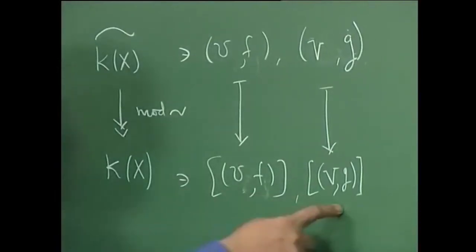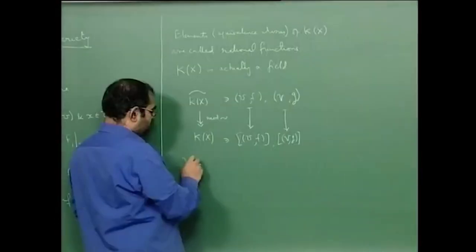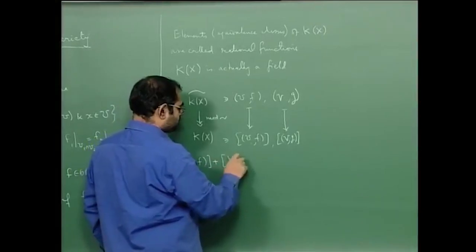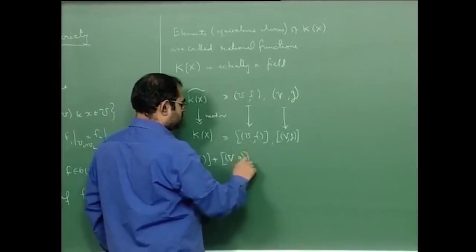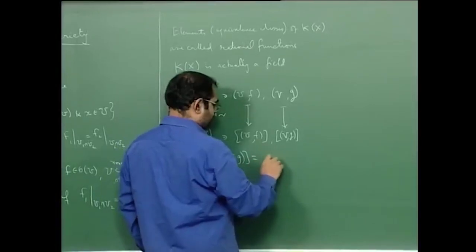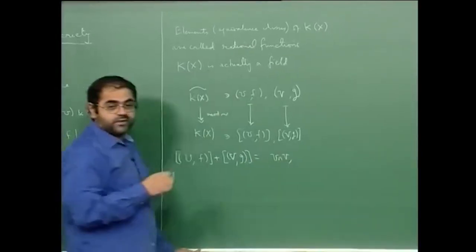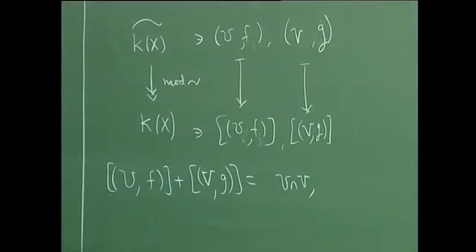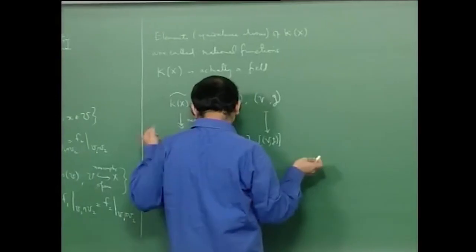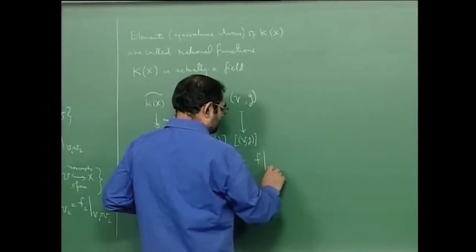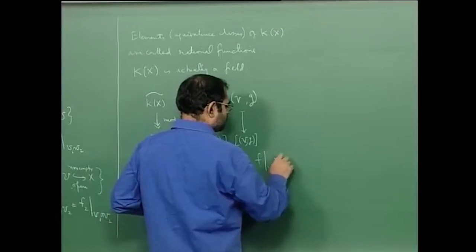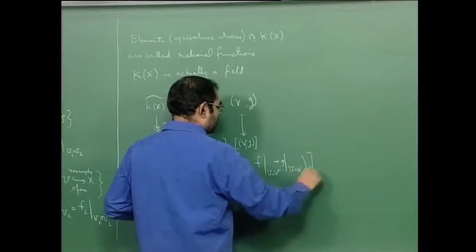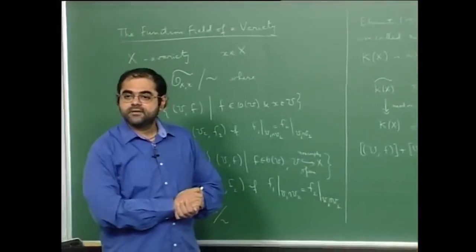And then how do you add these two? It is very simple. You give me two rational functions. You just add them on their intersection, because, as I told you, we keep always using the fact that any two non-empty open sets will intersect. So u and v will intersect, and on the intersection both functions make sense, so I could add them. I can take this equivalence class and define this to be the sum. All right.